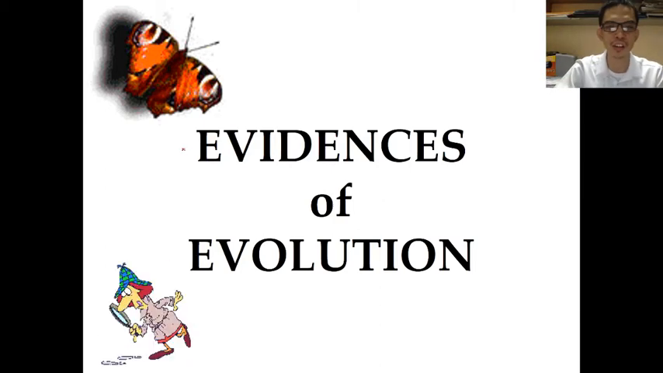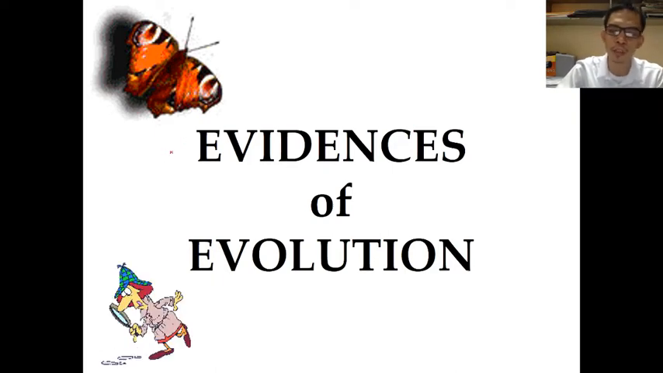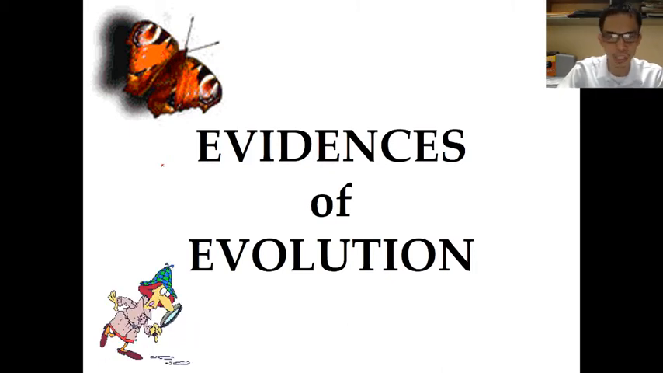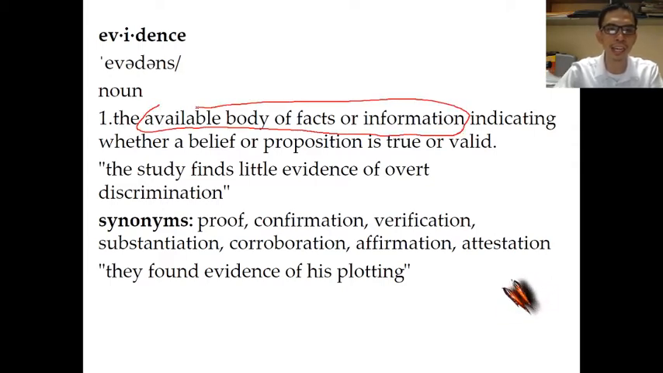We already have an idea that animals change, and not only animals but plants also change over time. So the question here is, what are the evidences? How do we know that there is something called evolution? Let's start first with the word evidence. How do we define evidence? This is the available body of facts or information indicating whether a belief or proposition is true or valid.